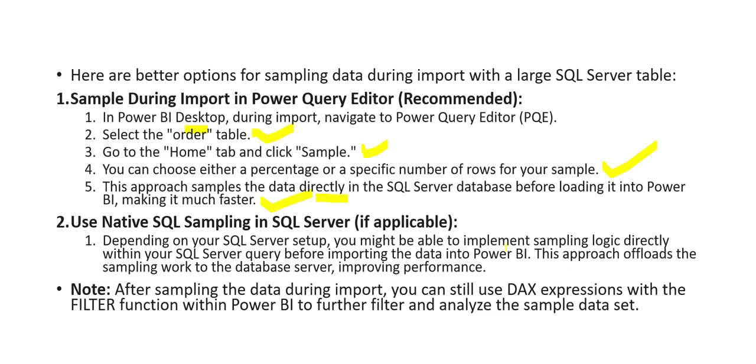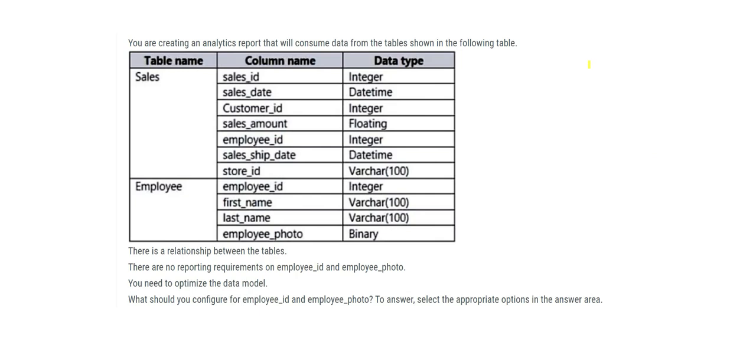And the other way is to use native SQL sampling. You can implement sampling logic directly in the SQL Server query itself, like a where clause. So it offloads the sampling work to the database server. Now Power BI does not have the load of filtering. The database server will filter.